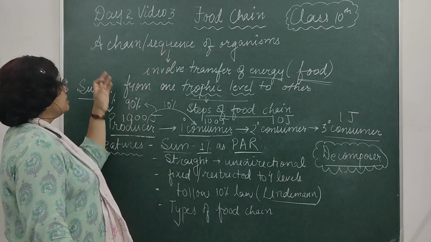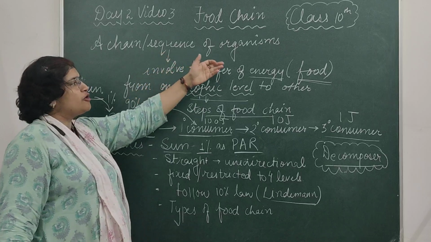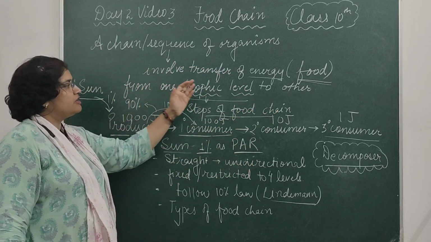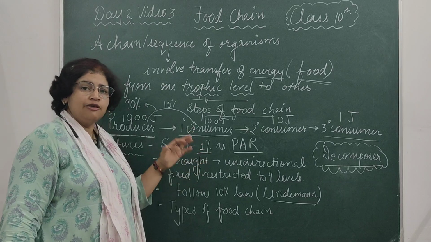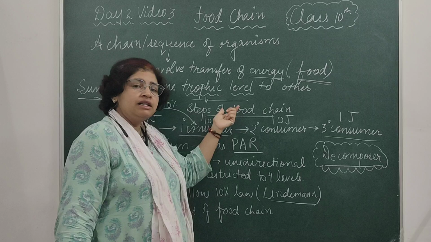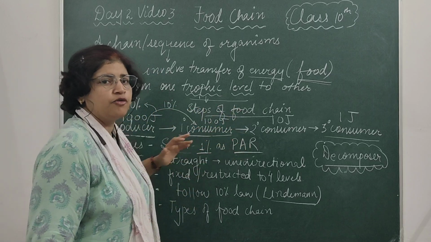What is food chain? A chain or sequence of organisms where transfer of energy occurs in the form of food from one trophic level to the other, or we can say from one organism to the other. What are these trophic levels? These trophic levels are the steps of food chain as visualized over here.